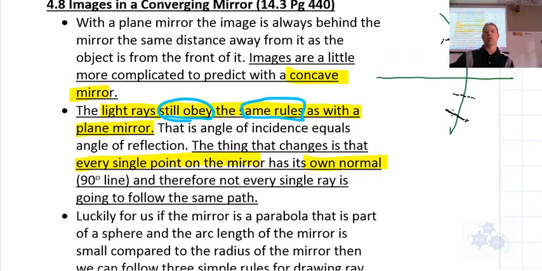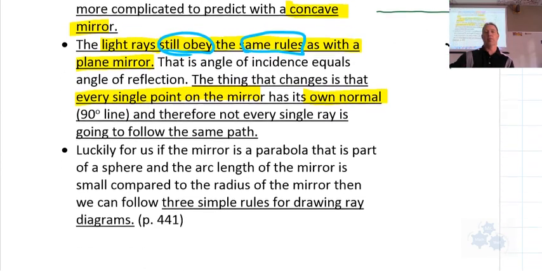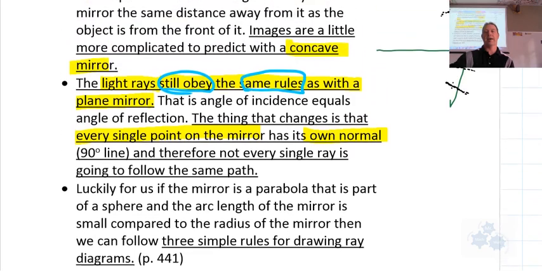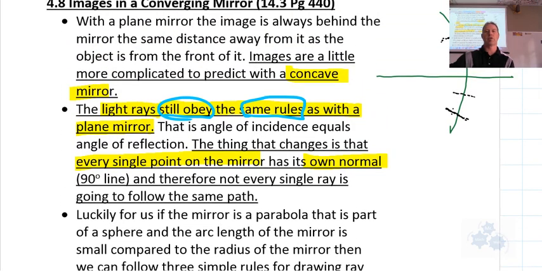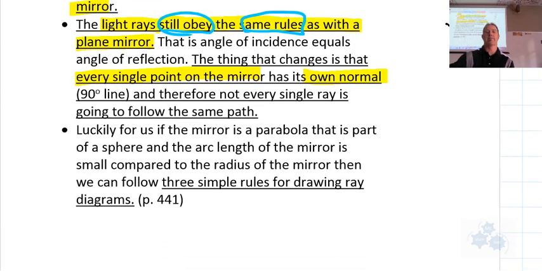Okay. So there are 3 simple rules, though, for drawing ray diagrams, which will be the final part of this video here that I'll show you. Because it is still possible to identify where the image of this object would be. Okay? And so that's what we're going to find out next.